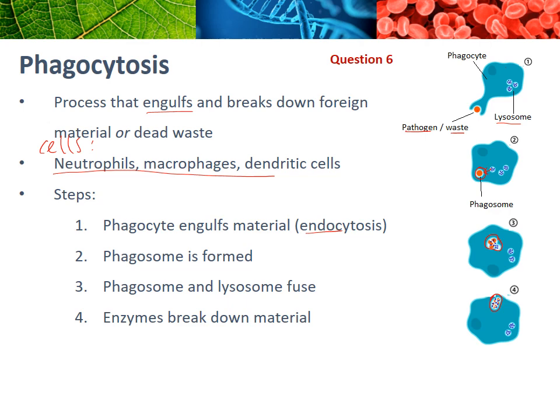And then we don't want all this stuff sitting in the cell, so the final step is that the waste material will get released by exocytosis. So the plasma membrane will fold and open and allow that waste material out. Have something drawn or written down in your notes and then jump back into that quiz and answer question 6.